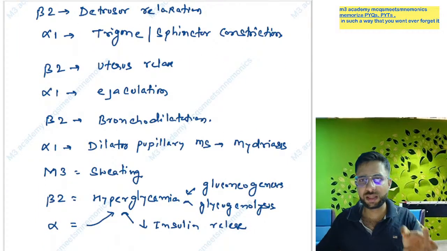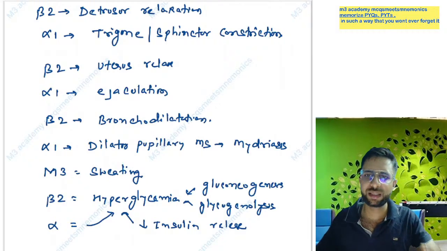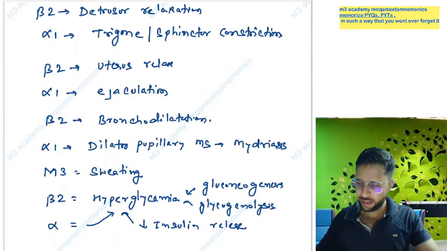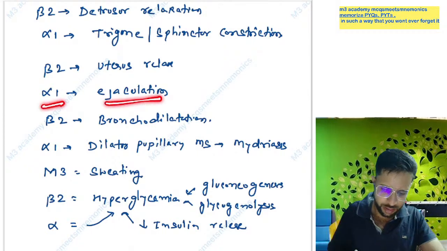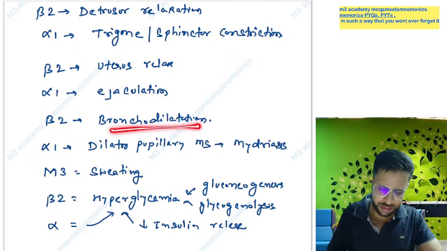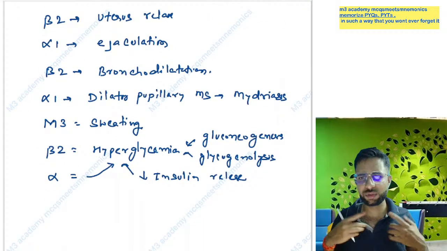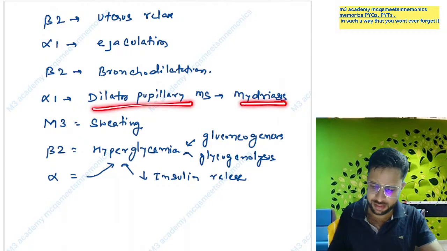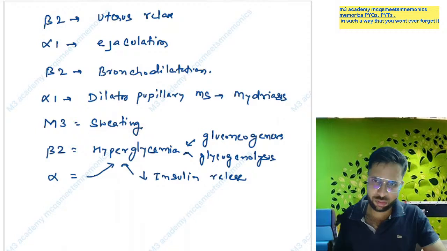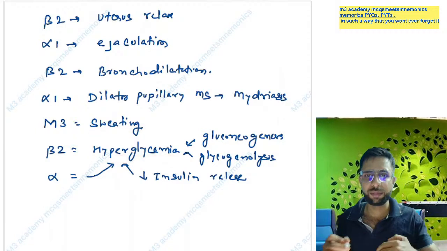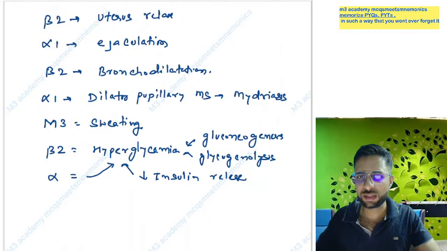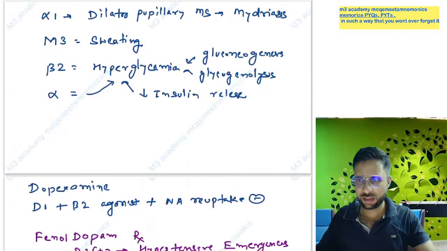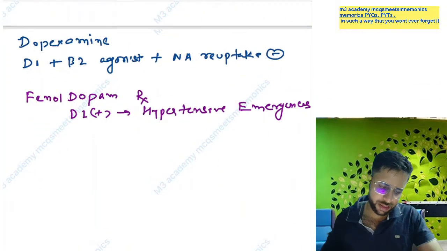So a beta 2 agonist like ritodrine is used as a uterine relaxant, and this question was asked previously in INICET: what ritodrine is specifically used for. This question was also in your pre-test. Now alpha 1 works on ejaculation, beta 2 causes bronchodilation. We have one heart, so beta 1 is for the heart, beta 2 is for the lungs. Alpha 1 also works on the dilator pupillae muscle and causes mydriasis. M3 receptor causes sweating, and beta 2 receptor causes hyperglycemia by increasing gluconeogenesis and glycogenolysis. Alpha 2 receptor also causes hyperglycemia by decreasing insulin release.